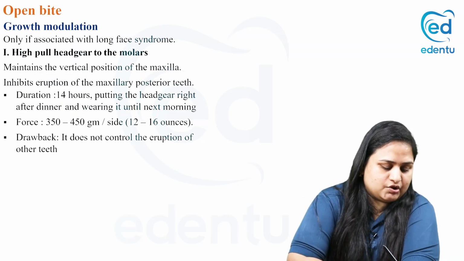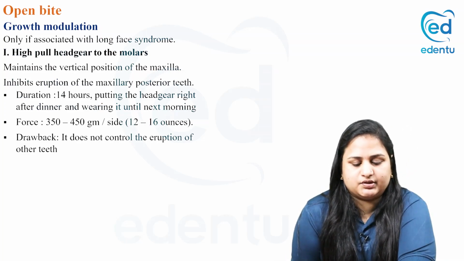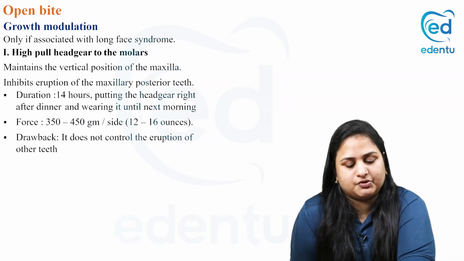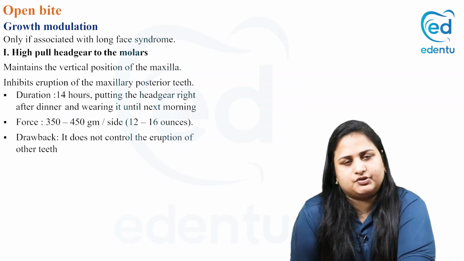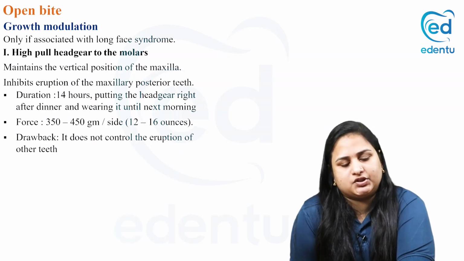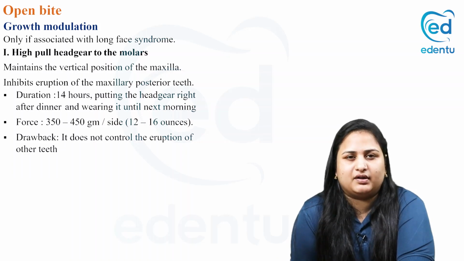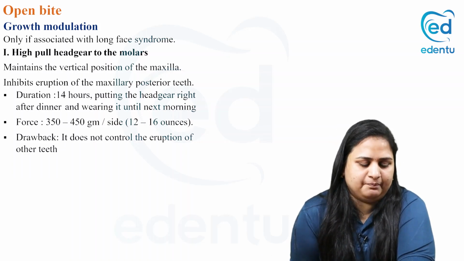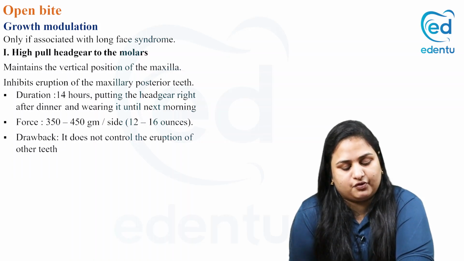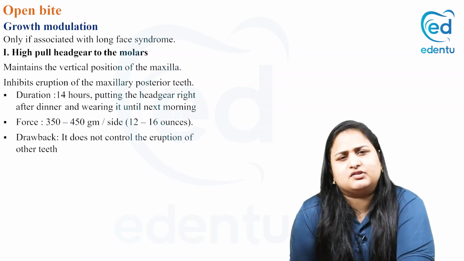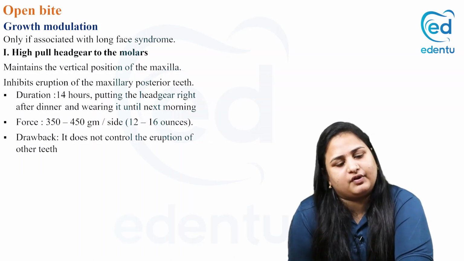Moving on, we have the high pull headgears, which are currently used, which control the vertical position of the maxilla and intrude the maxillary posterior teeth. The headgears can be used up to 14 hours, worn preferably during the night time, and the force exerted could deliver up to 350 to 450 grams per side, and it has a drawback that it cannot control the eruption of other teeth.